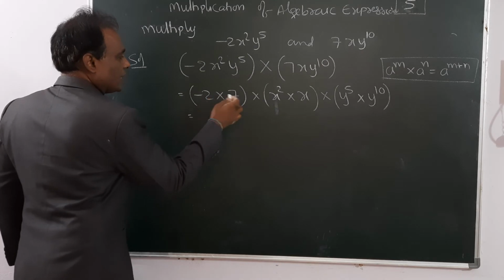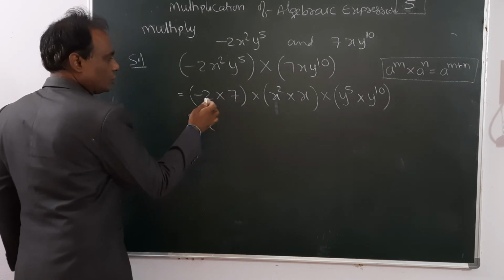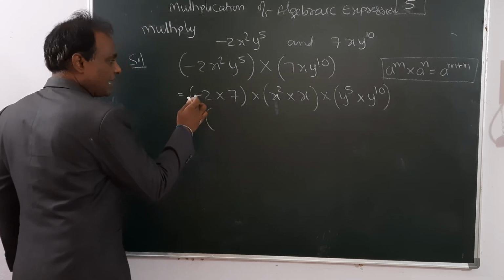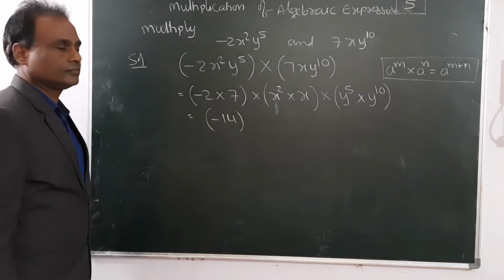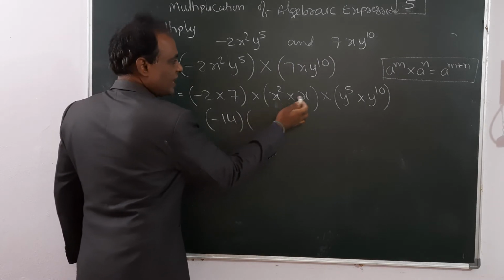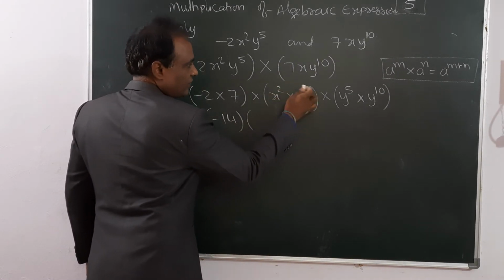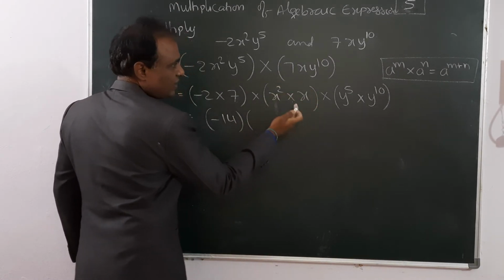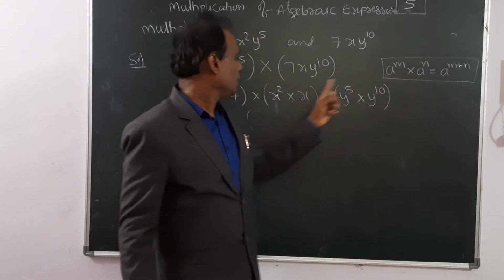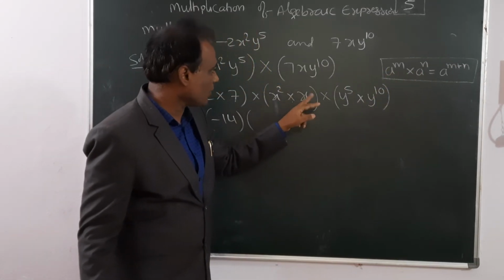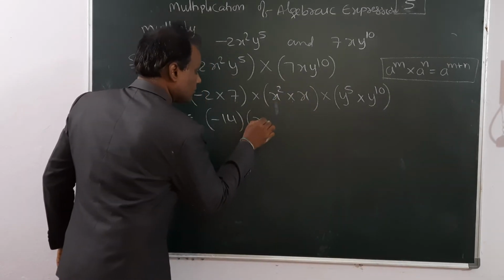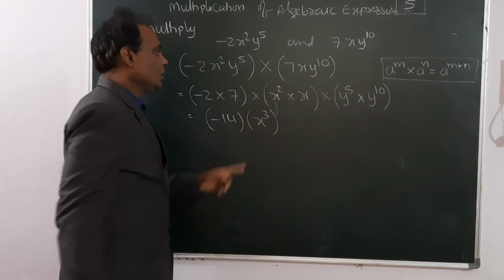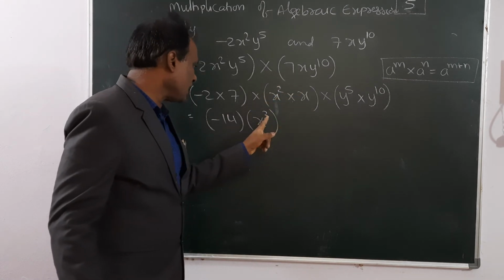2 into 7 is 14, but minus into plus is minus 14. Bases are same. In multiplication, powers are added. These two are same bases. So use this formula. X power is 2. Here there is no power, means it is 1. So 2 plus 1 is 3.